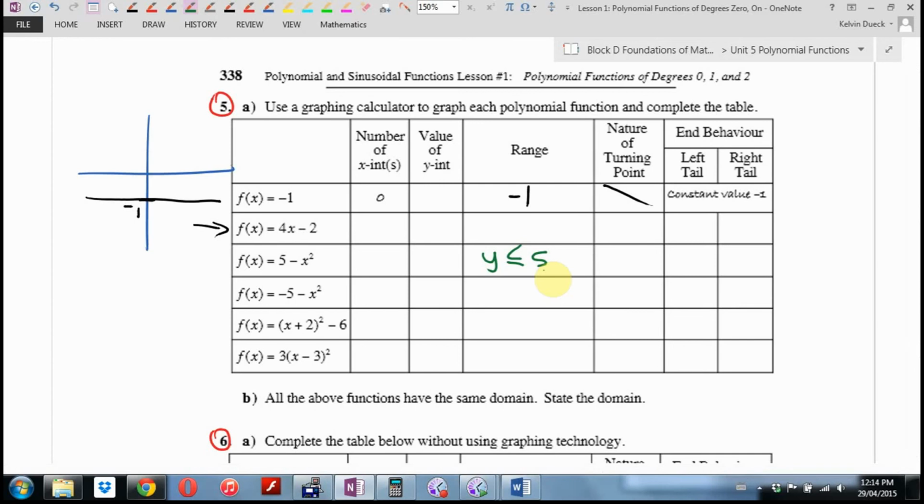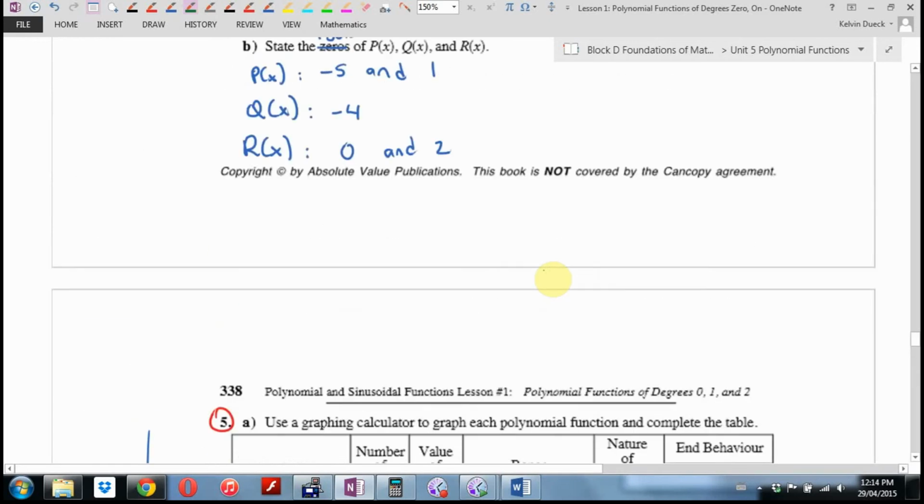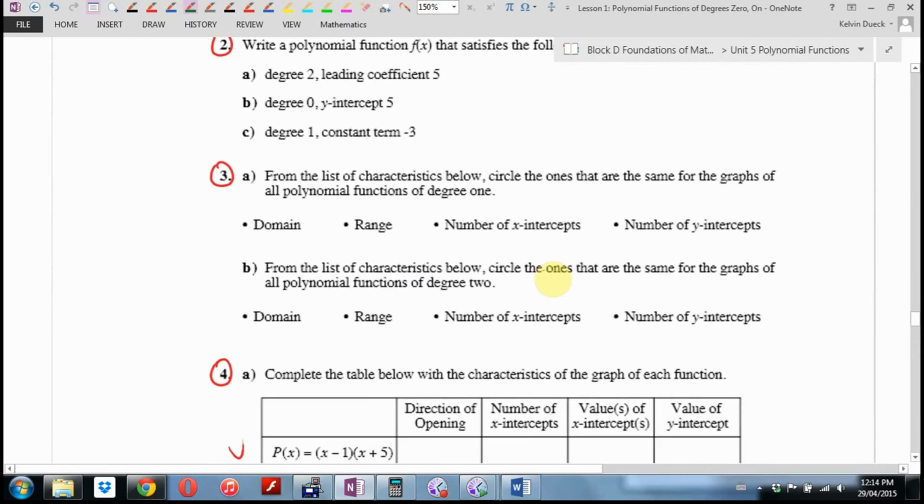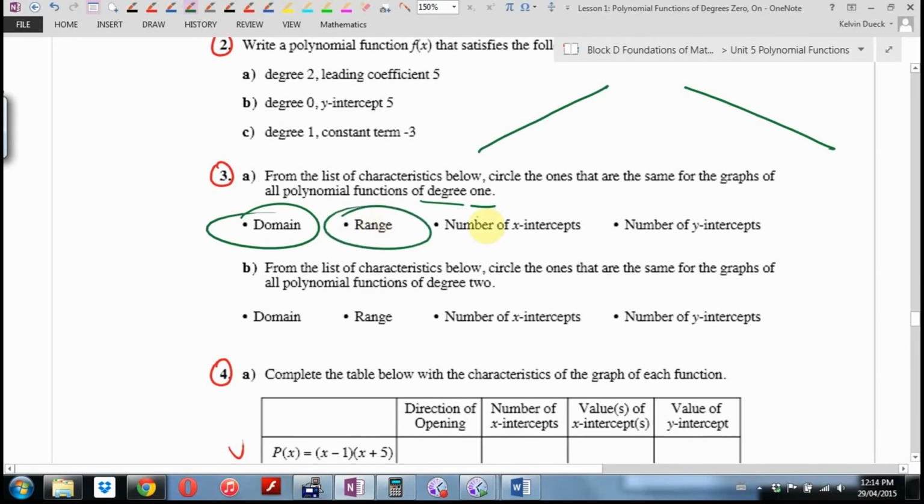And Bree, you had a question? Okay. Degree 1 means linear graphs. Look up, Brianna. We're talking about those graphs. What's the domain of either of those? It's the same. All reals, all reals. What's the range of either of those? It's the same. All reals, all reals.